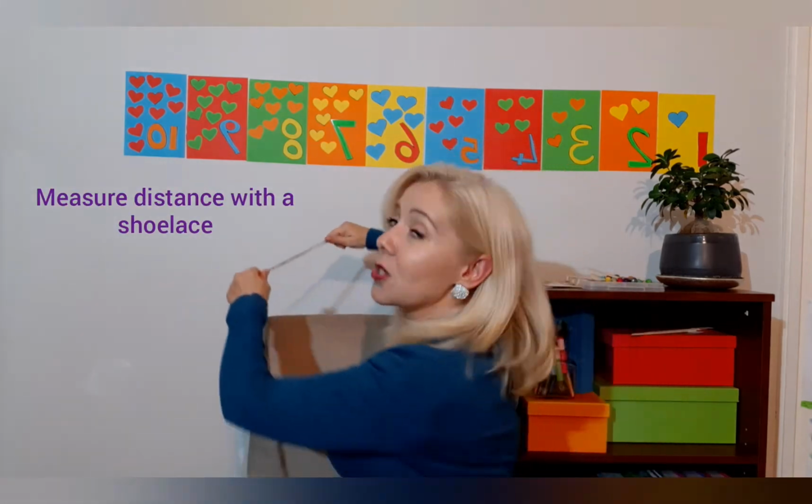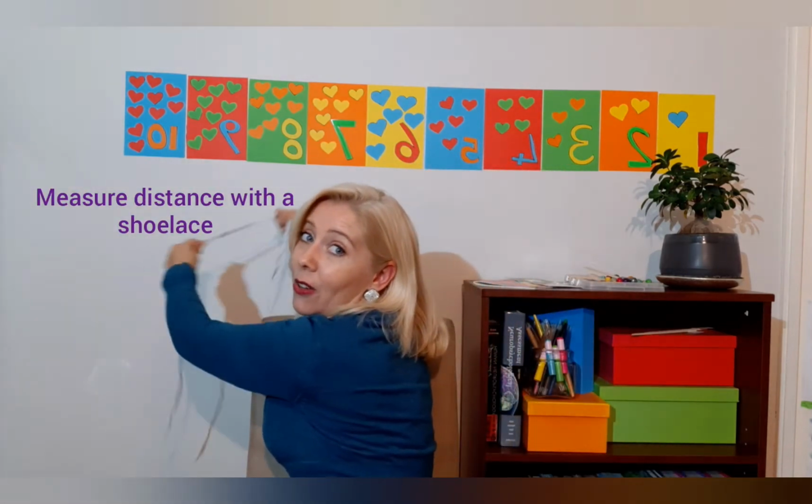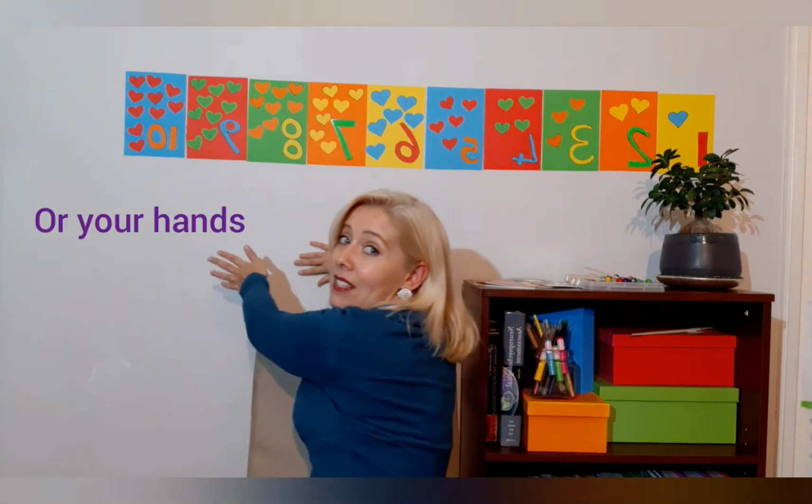All right, so let's start, for instance, with the vocabulary. When you are teaching your child maths vocabulary, one of the easiest ways in which to introduce that is through any kind of activity that requires measuring. So baking is a really great way to introduce maths vocabulary. Or for instance, you can measure distances with a shoelace. So for instance, you can measure how long this wall is using the shoelace, or even your hands.